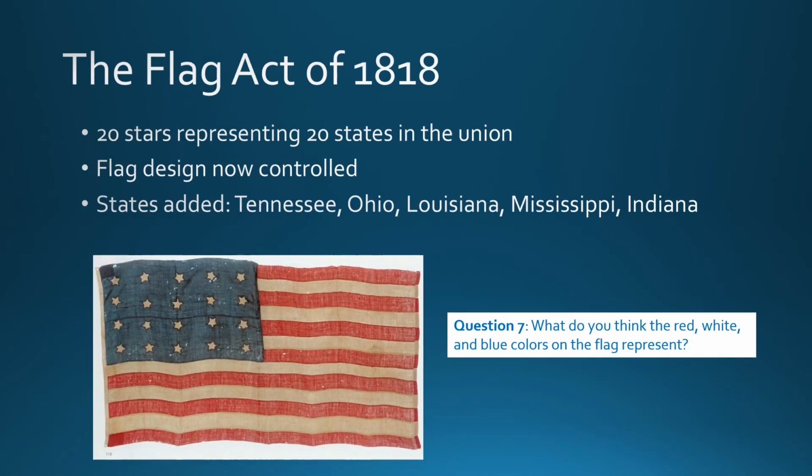In 1818, it was clear that the addition of a new star and a new stripe for each state was impractical. Congress passed the Flag Act of 1818, which returned the flag design to 13 stripes and specified 20 stars for the 20 states. This flag became the official United States flag on April 13, 1818.